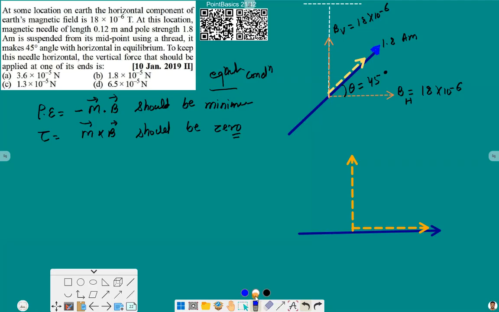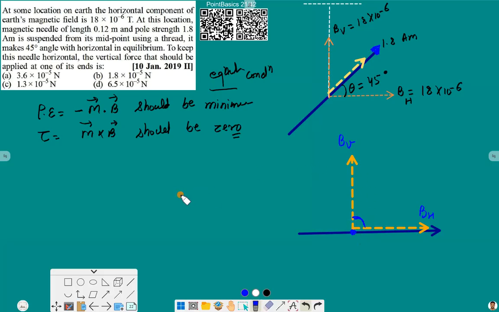Now due to the vertical component, there will be a torque acting on the needle, as between the needle and the vertical component there is a theta of 90 degrees. Due to the horizontal component there will be no torque acting on the needle, and this torque is acting about the center, the middle point of the needle.